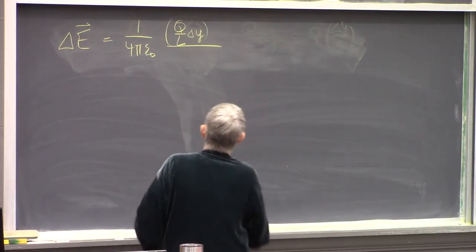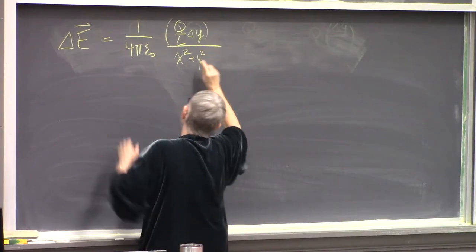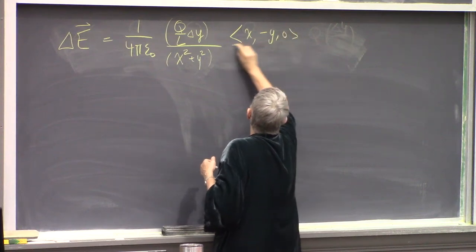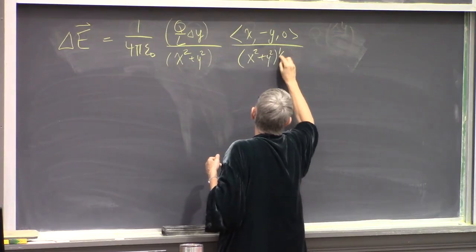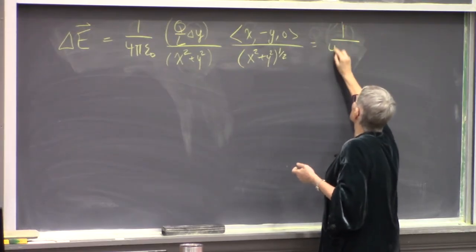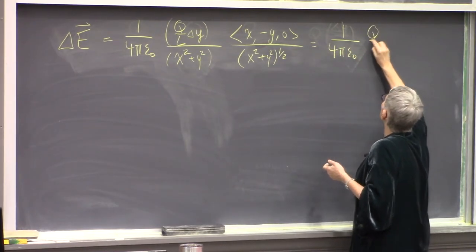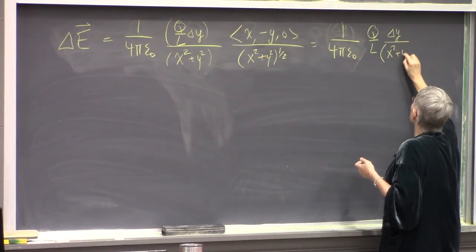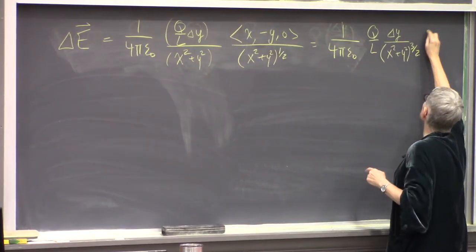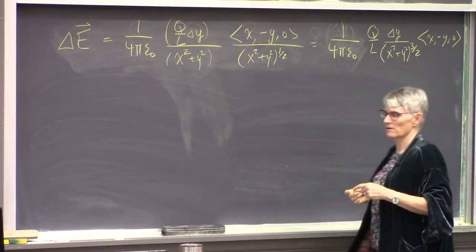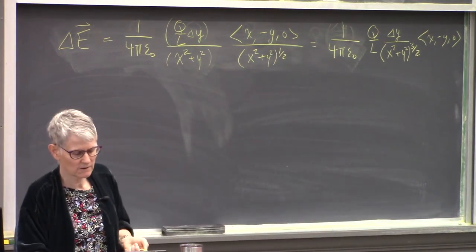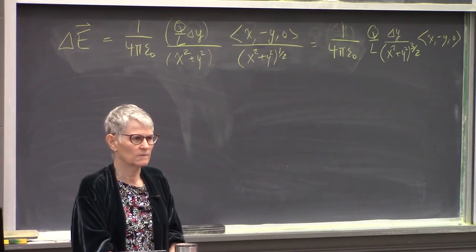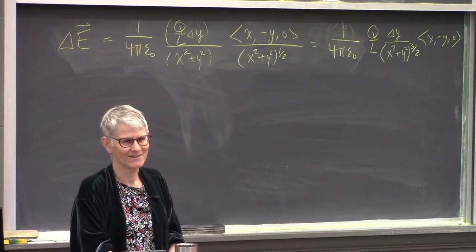over the magnitude of r squared, which gives us the square root of x squared plus y squared, squared, times r hat, which is <x, negative y, 0> divided by (x squared plus y squared) to the 1/2. That gives us 1 over 4 pi epsilon 0, Q over L, delta y over (x squared plus y squared) to the 3/2, multiplying those bottom expressions, times <x, negative y, 0>. So that's our expression for the electric field. Questions so far? Did I do it right? Okay.